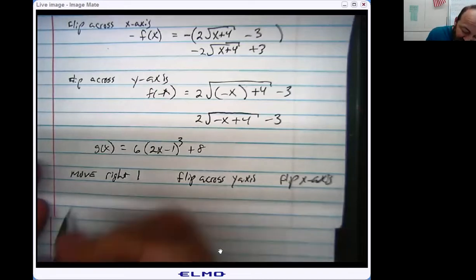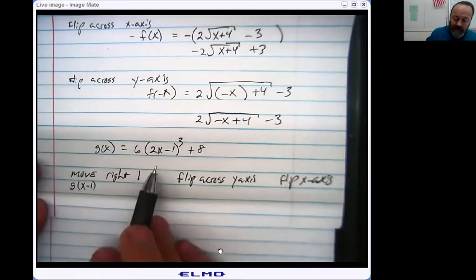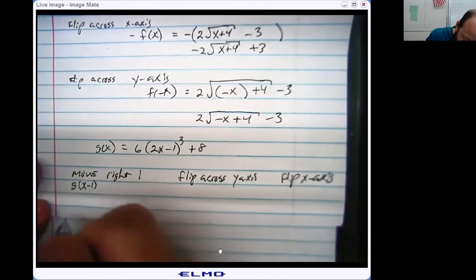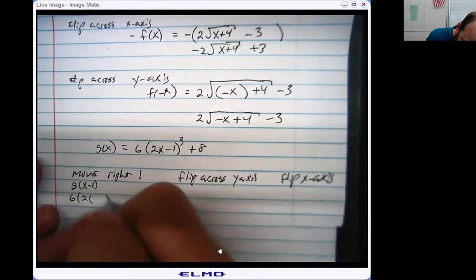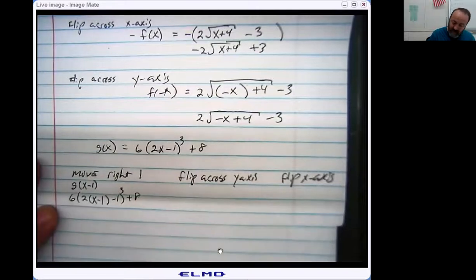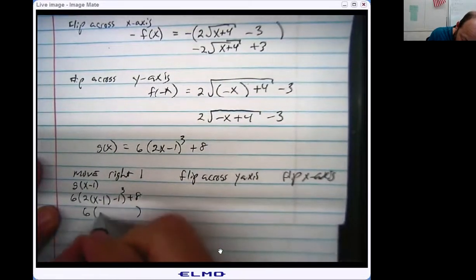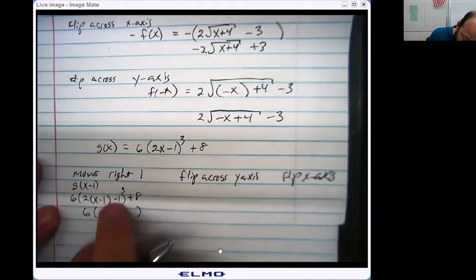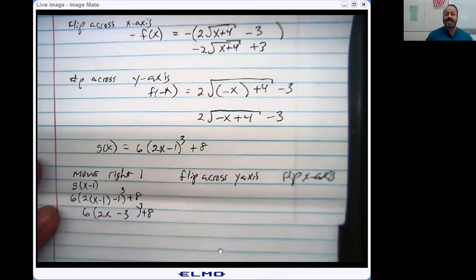Okay, so let's try that. If I want to move it to the right, I'd want to take g of x minus 1. So I'm going to replace that x right there with x minus 1. So I have 6 times (2x minus 1) cubed plus 8, but I'm going to replace x with x minus 1, because that's what that says. So my new equation is 2x minus 2, but there's another minus 1 right there, and I'm done. That's a brand new equation. It took the original and it moved it to the right one.